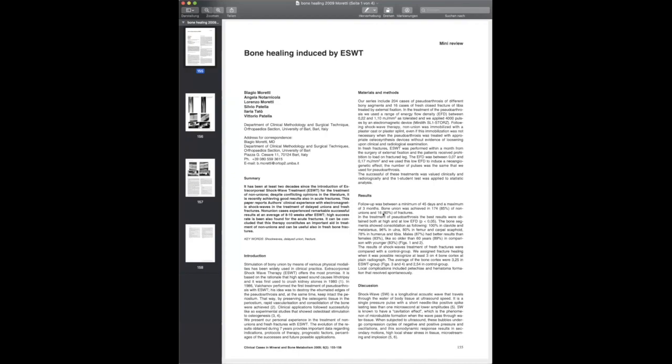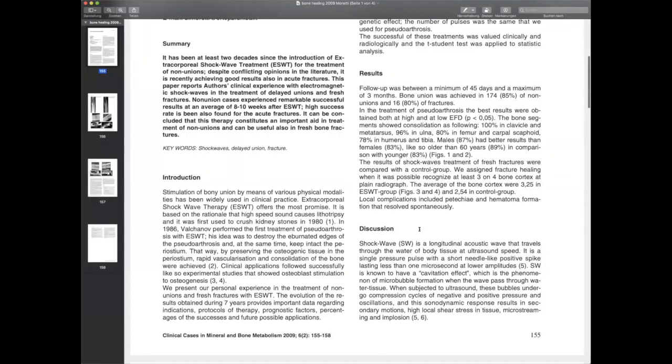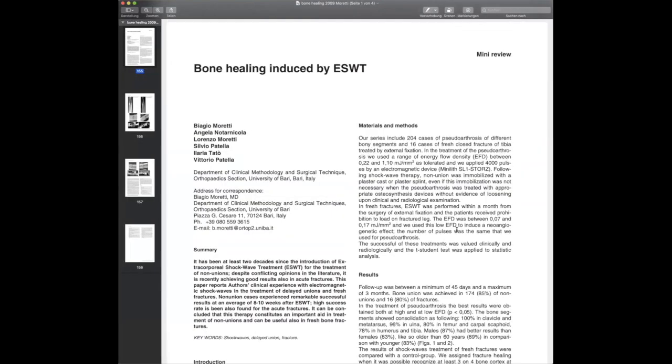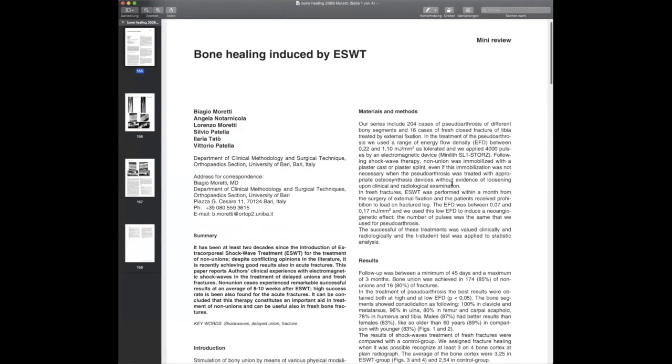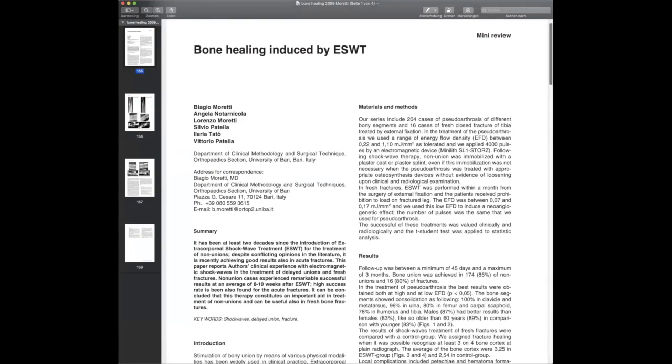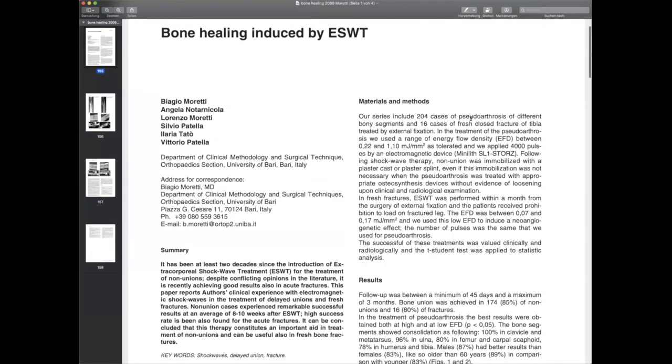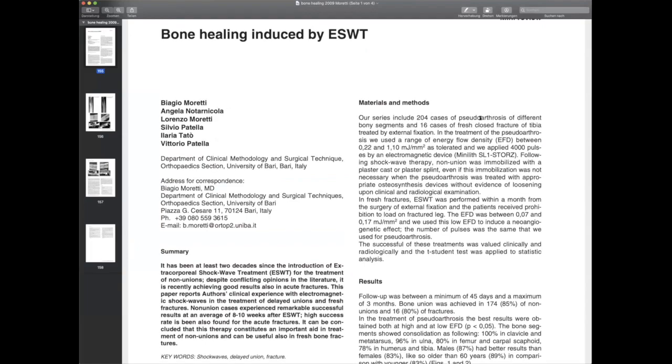And I'm in the moment only aware, and I will show it in a second, of one single paper. I'm not sure whether you are seeing this paper at the moment? Yeah. So it is published in the year 2009 from Italy, from Bari, with Biagio Moretti and Angela Notarnicola, very smart people in shockwave. And I will show you in a second, they included 204 cases of arthrosis, did shockwaves, fine.